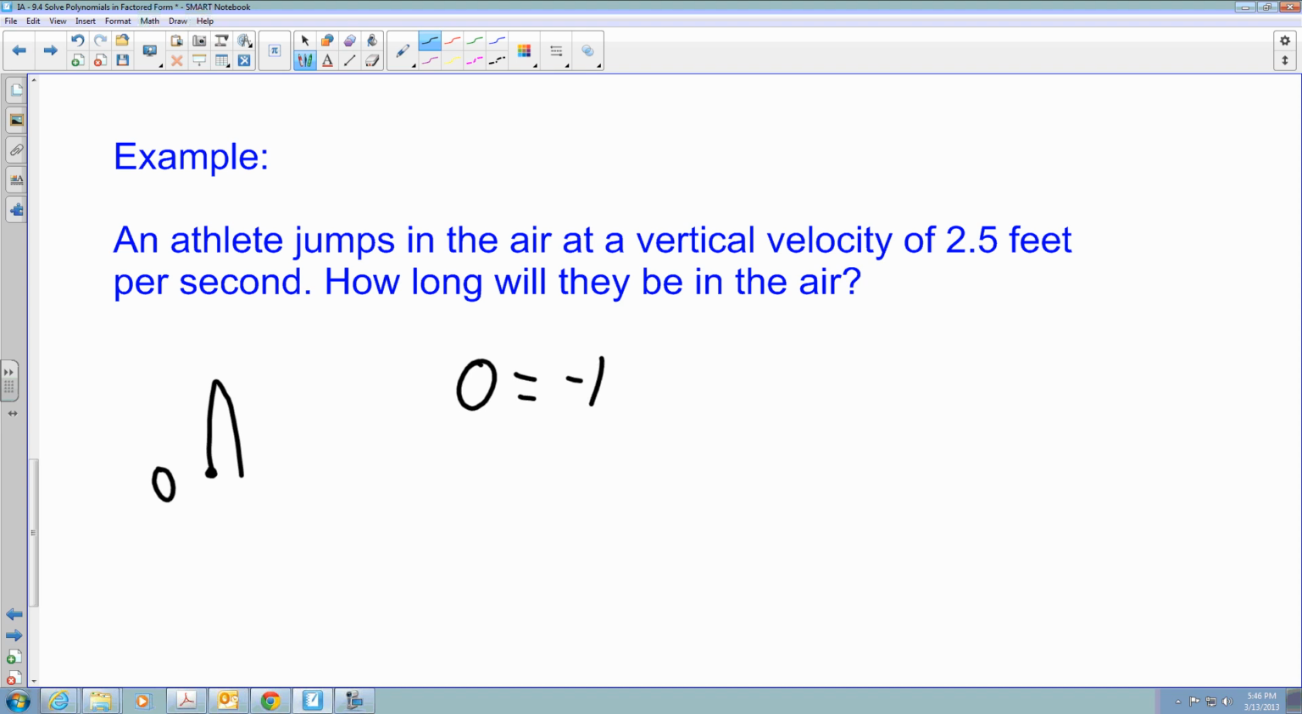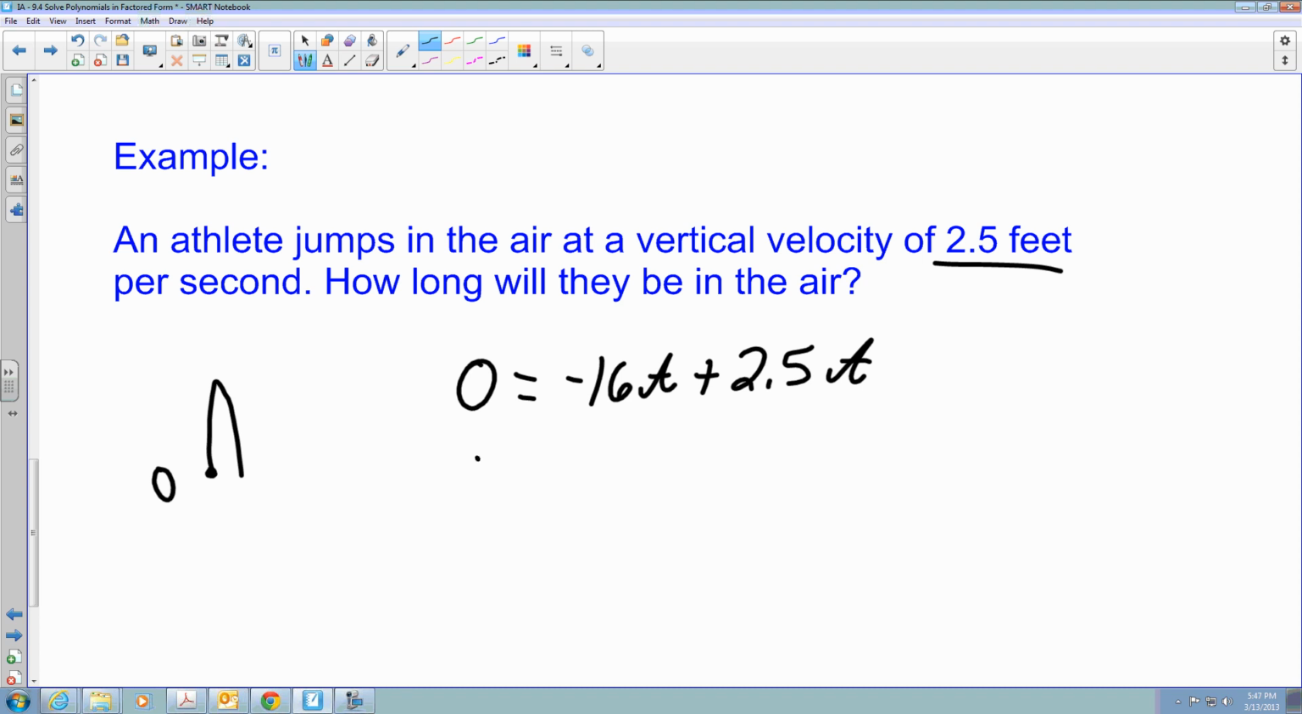And then I have negative 16t squared plus v, and the v here was the initial velocity, 2.5 feet per second, so I can say plus 2.5t, and then s in this case is the initial height, which is 0, so I'm just going to leave it like this. So from here, I need to find what t is. I want to know how long they were in the air.